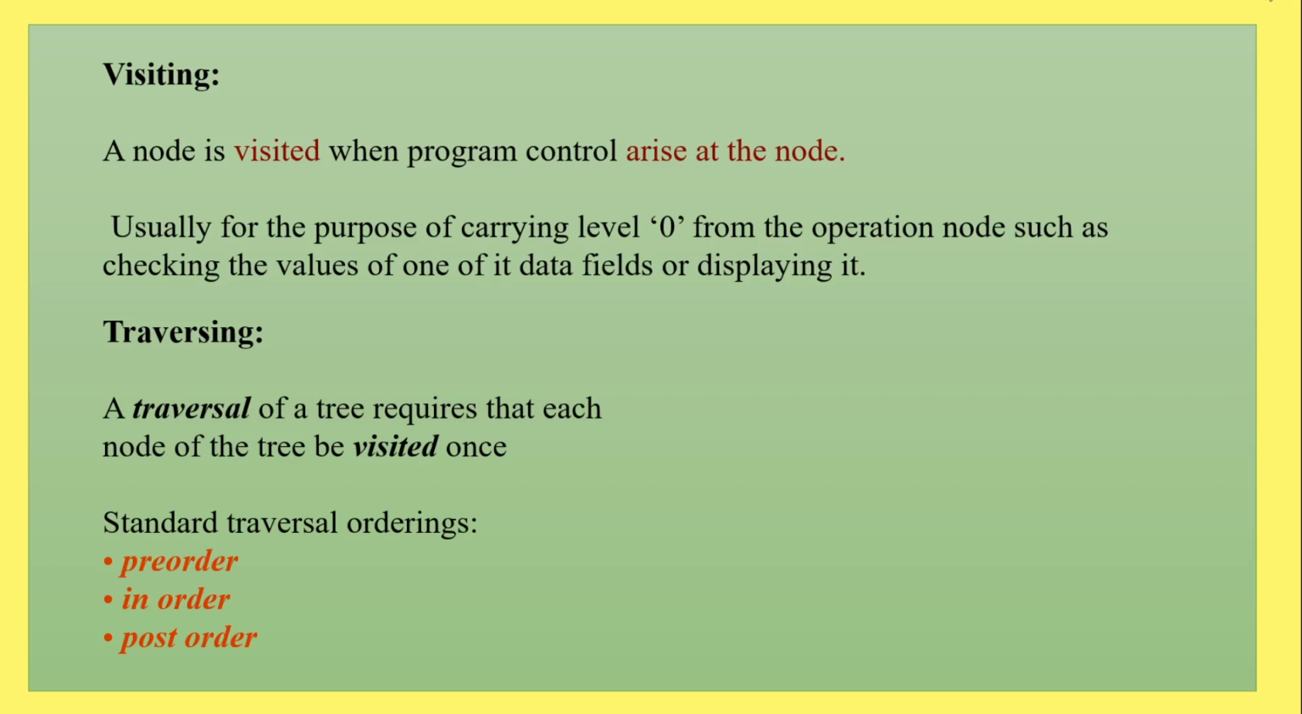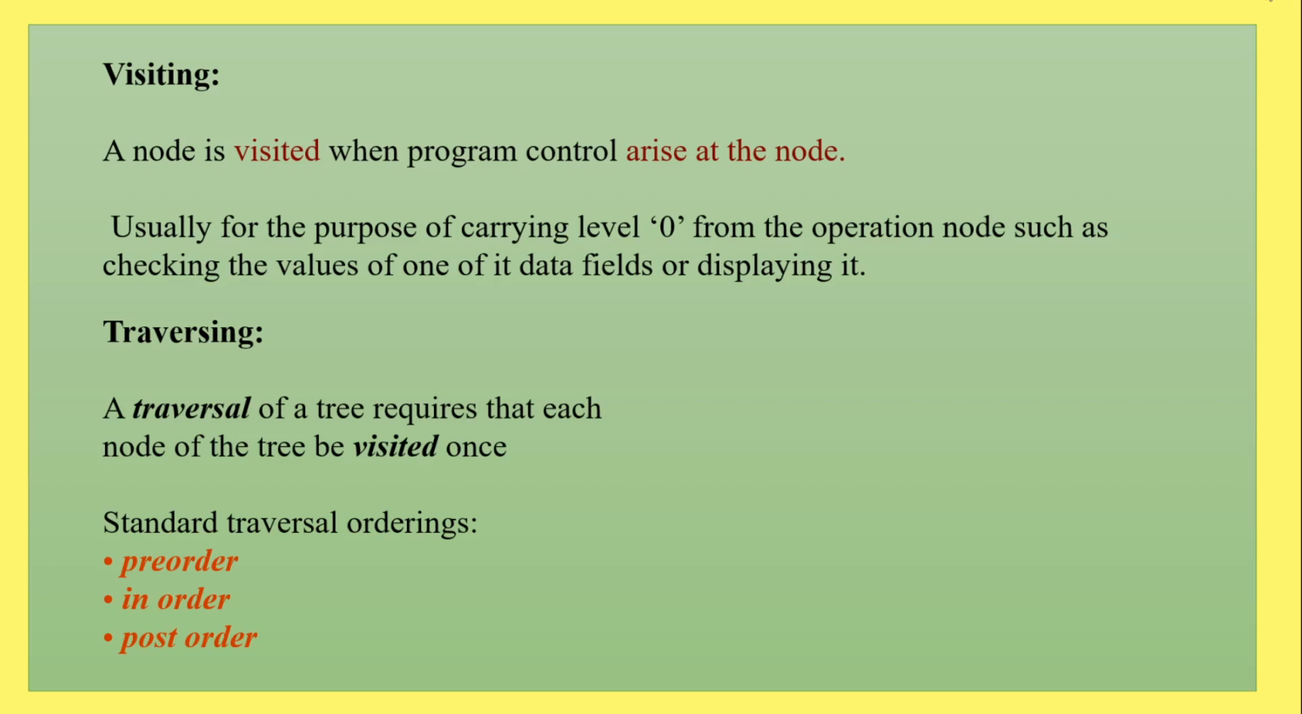Visiting a node. A node is visited when program control arrives at that node. Merely passing over a node on the path from one node to another node is not considered to be visiting the node. Usually the purpose of visiting is to carry out an operation on the node, such as checking the value of one of its data fields or displaying it, which is considered as visiting a node.